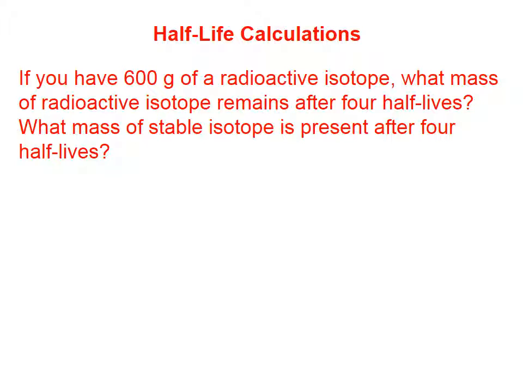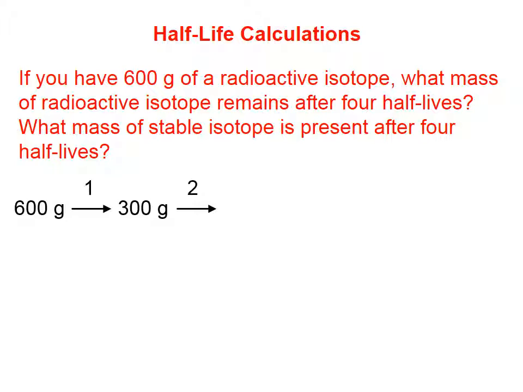If you have 600 grams of a radioactive isotope, what mass of radioactive isotope remains after 4 half-lives? And what mass of stable isotope is present after 4 half-lives? So we start with 600 grams of radioactive isotope. In one half-life, that amount of radioactive isotope will drop to half, 300.